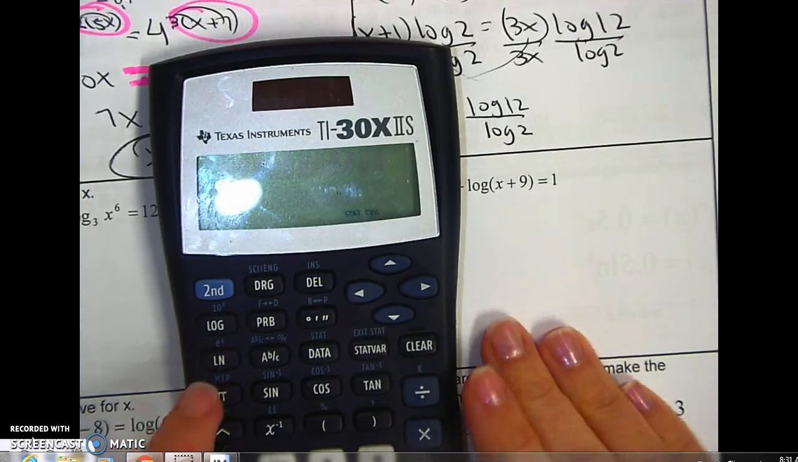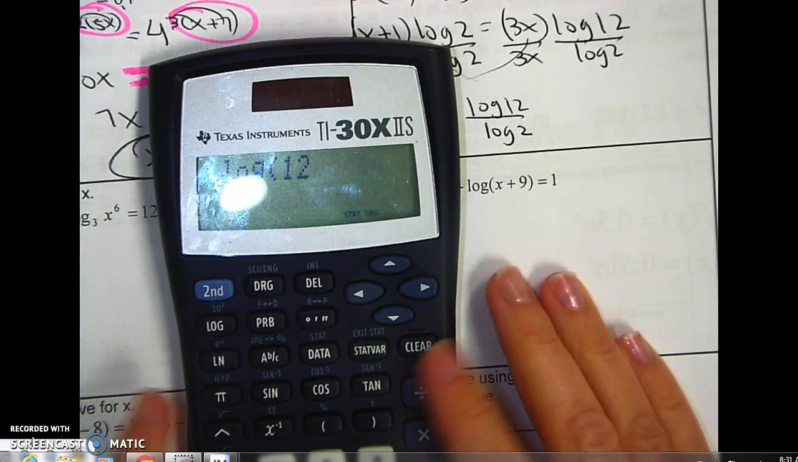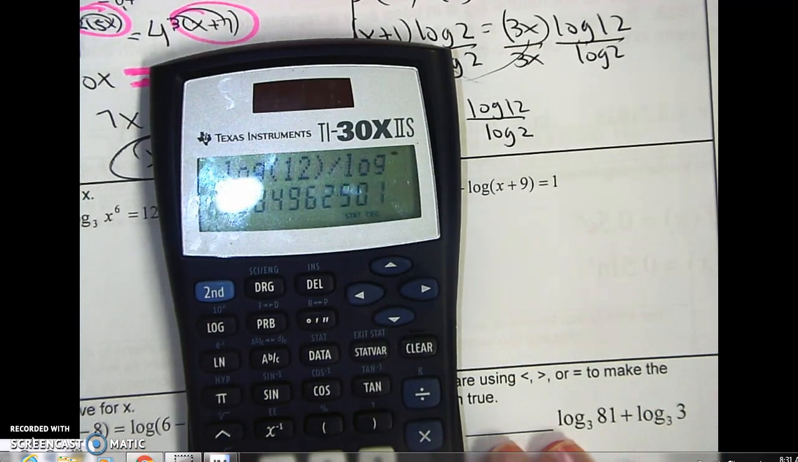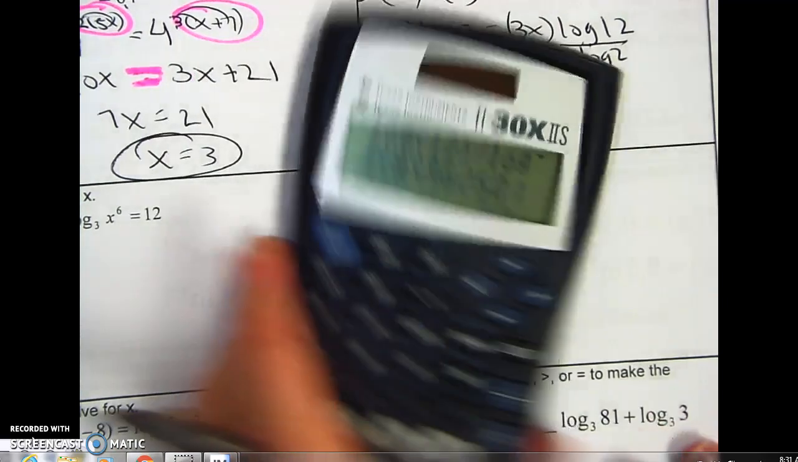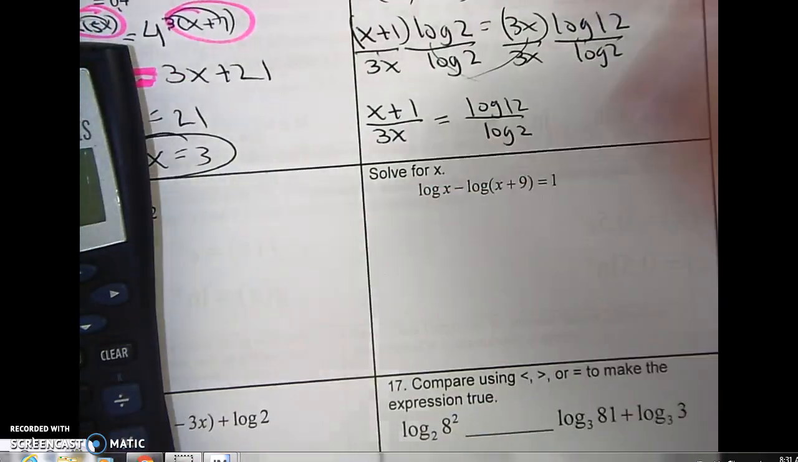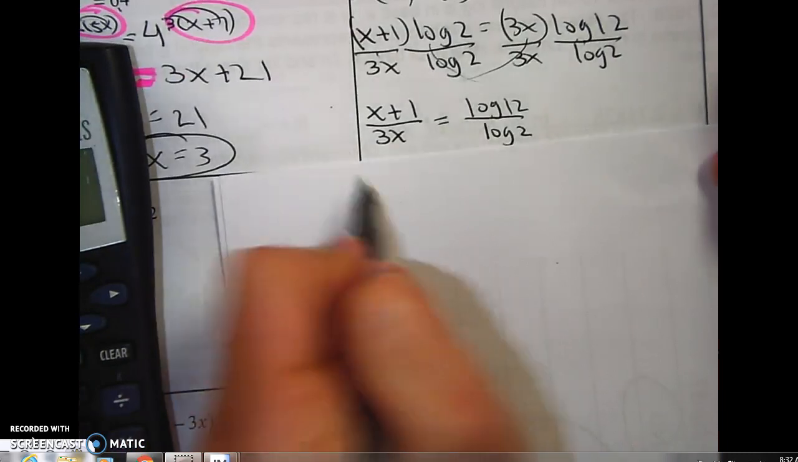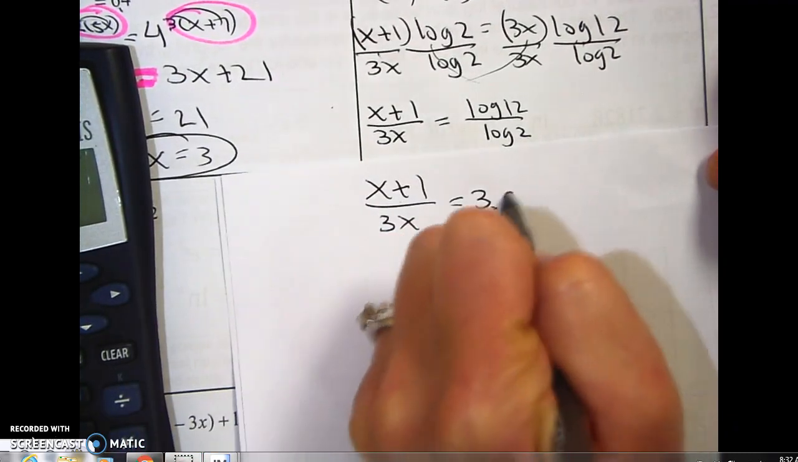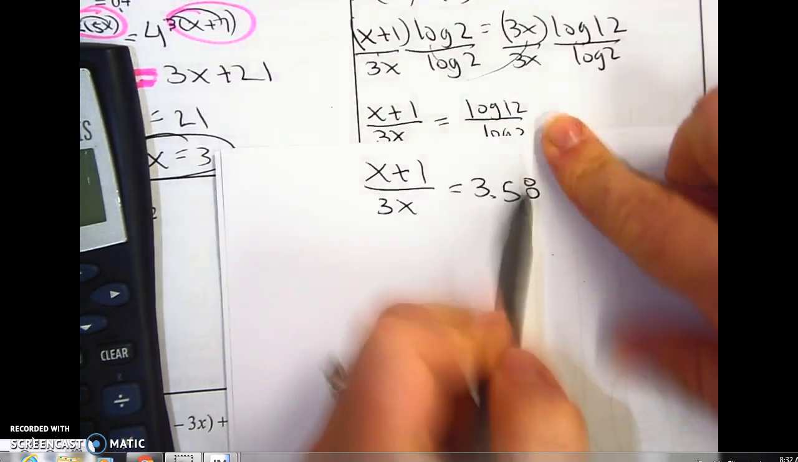Oops, I did natural log. Log 12 divided by log 2, and I get 358, which you can't see very well. So let me rewrite this, and I'm actually going to get more paper for this. So this turns into x plus 1 over 3x equals 358. So all I did was divide that.